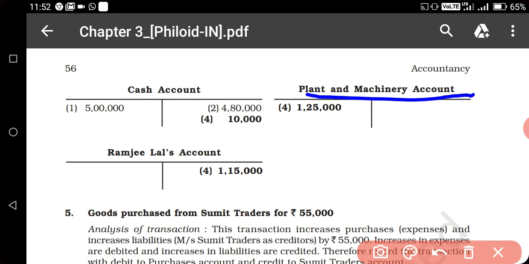It means our cash will be reduced, then we will indicate in the credit side of cash account, because our assets are reducing. Next is Ramji Lal account. We will prepare the Ramji Lal account. Ramji Lal account indicating here liability. He is our creditor, because we purchased plant and machinery costing rupees 1,25,000. 10,000 out of it we have paid in advance, and the rest 1,15,000 we have to pay in future.